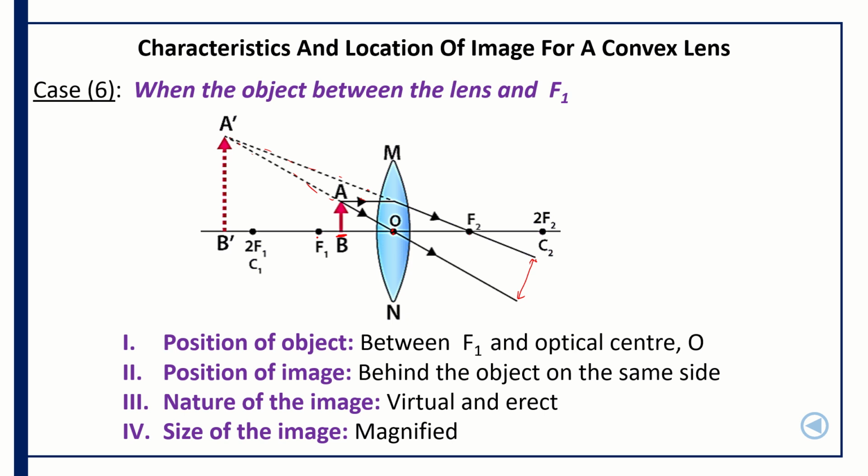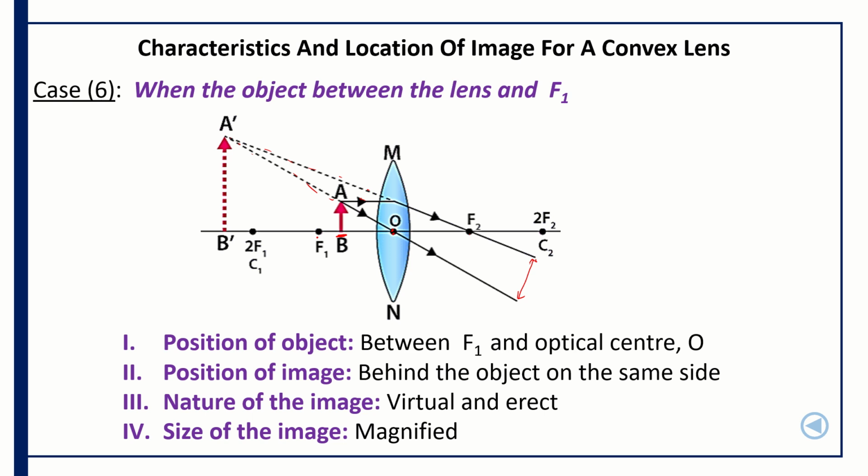So we are getting the virtual image. What we are doing here is keeping the object between F1 and the optical center of the lens. So the position of the image is behind the object. Where is the image getting formed? It is getting formed behind the object, on the same side where we are keeping the object, right? Now what is the nature of the image? We are getting a virtual image, and virtual images are erect, so we are getting a virtual and erect image.